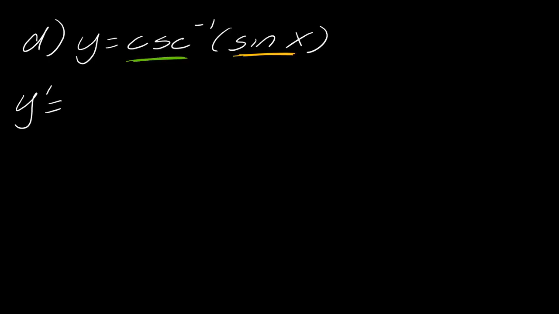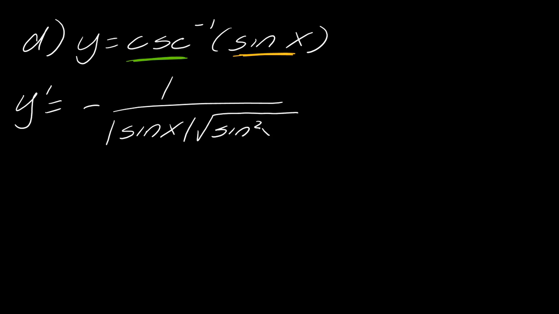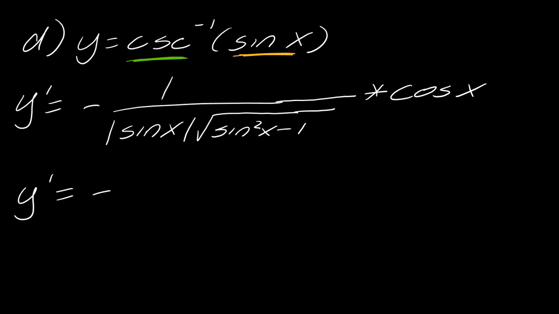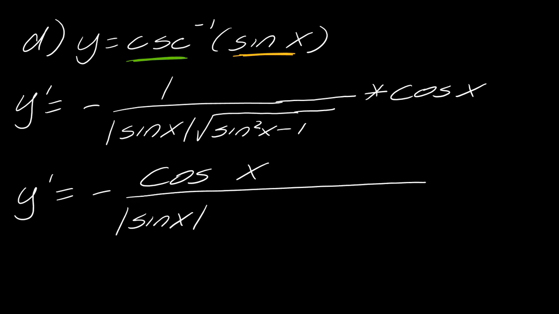So this is going to be negative 1 over the absolute value of sine of x times the square root of sine squared x minus 1. So that is getting to the derivative for this inverse cosecant. And now I'm going to multiply that by the derivative of sine of x, which will just be cosine of x. So if I wanted to make this look nicer, this would be negative cosine of x over the absolute value of sine times the square root of sine squared x minus 1.